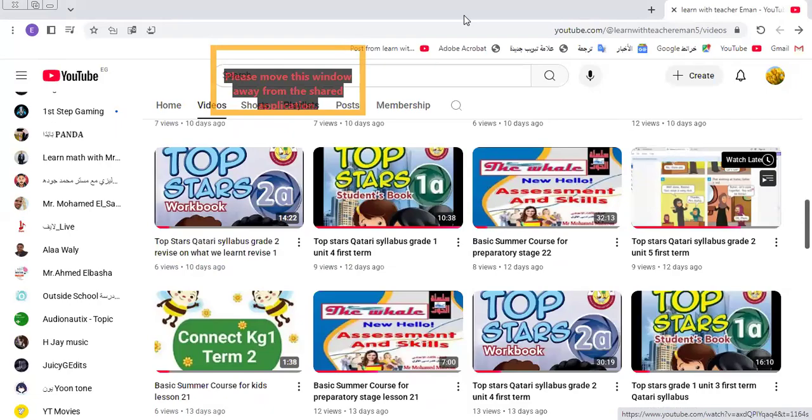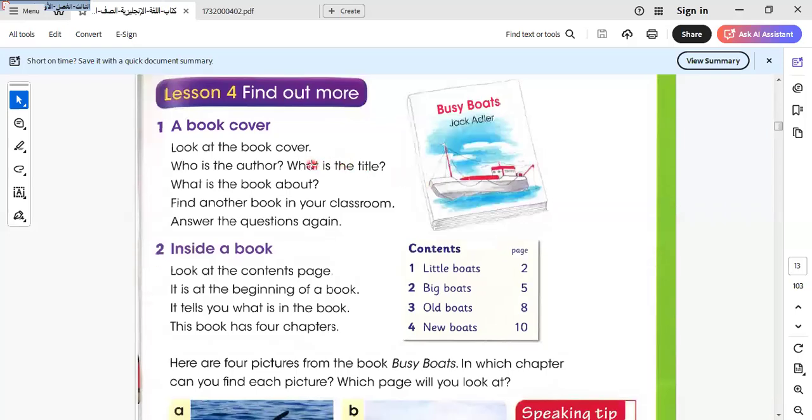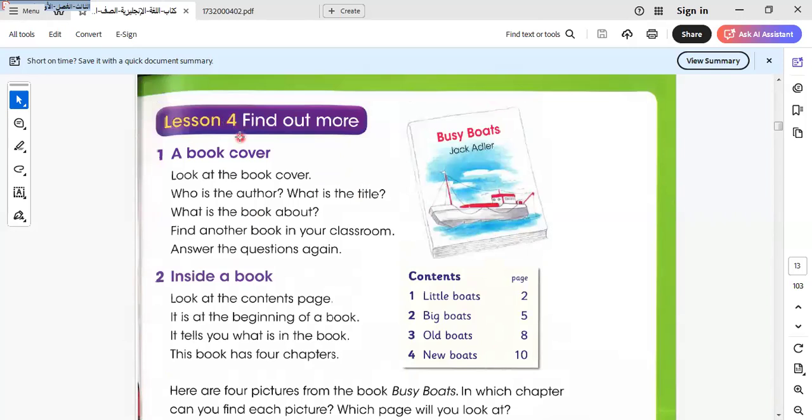Last class we stopped on lesson 3 in your book, Bridge to Success, grade 3. Today I will resume from lesson 4 till lesson 6 because, as we know, we have 19 lessons. So every class I will give you three lessons to end from the unit, and then I will revise the unit. Okay, here is lesson 4.